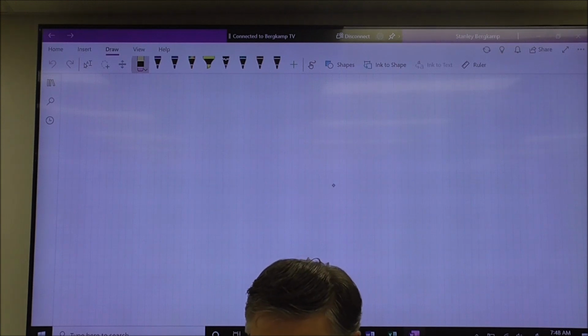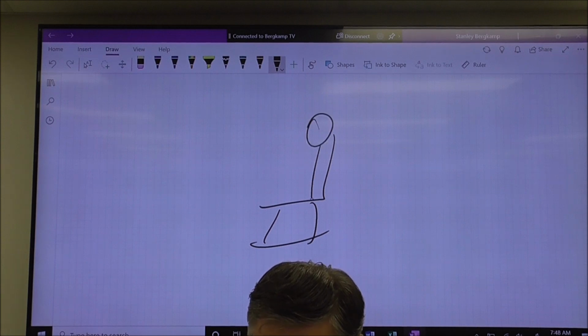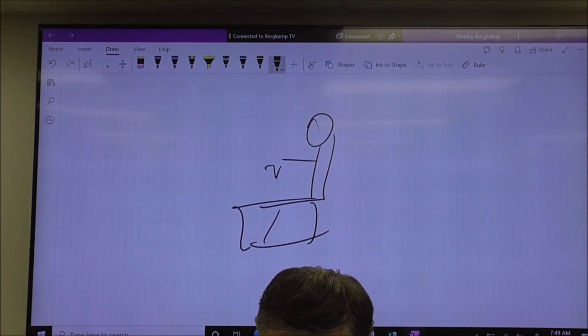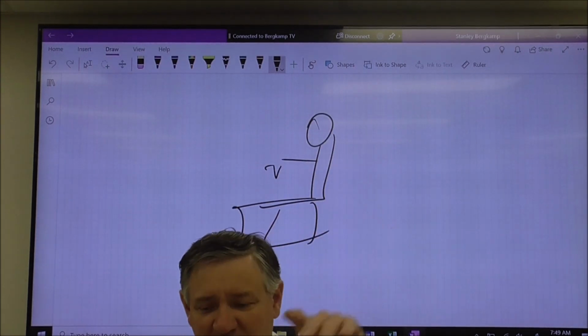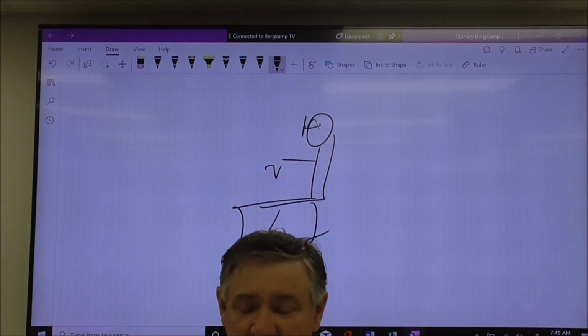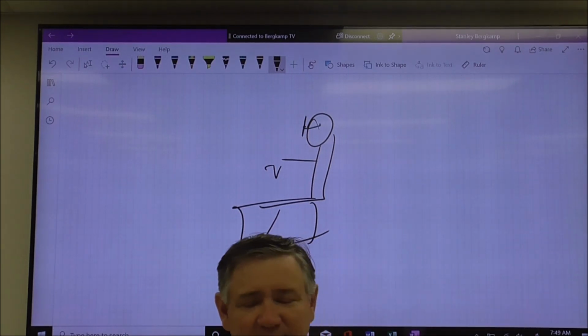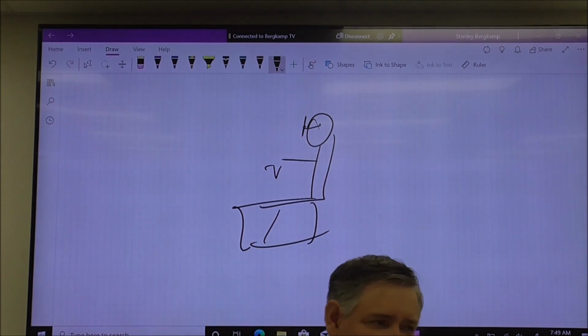Here's Hector sitting back here in his chair. I apologize, I put glasses on. Okay, there's Hector. Now he has glasses. Now we know it's Hector. And Hector's sitting there.